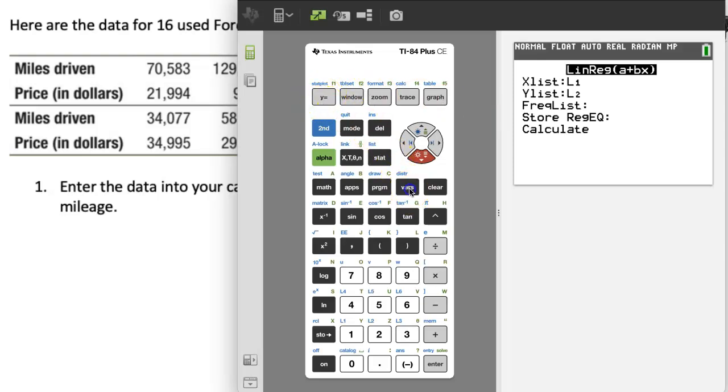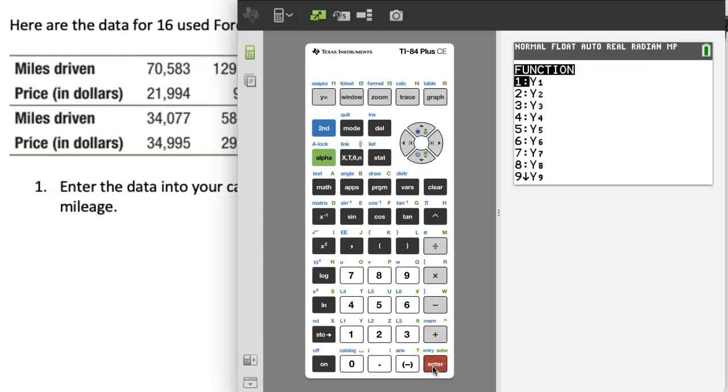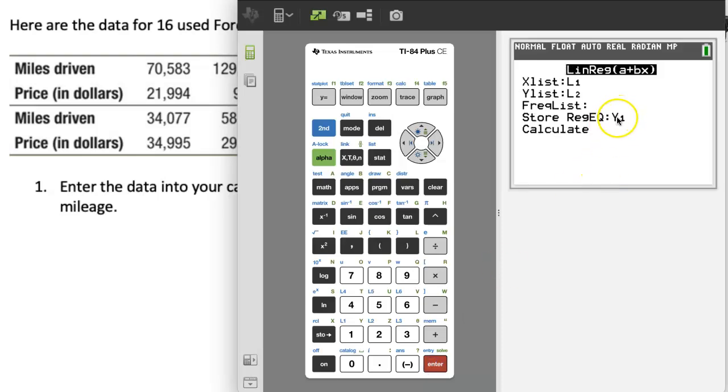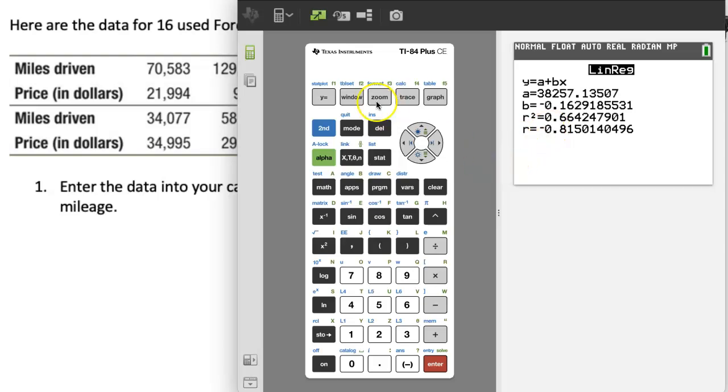To do that, I hit Variables, arrow over to Y Variables, and it's the first one, Function, and there's all my y's. I'll just select Y1. So it placed Y1 here. I go down to Calculate, and here is my a, my y-intercept, and b is my slope. Down here is your correlation coefficient, showing that there's probably a moderately strong negative correlation, as long as we really should only calculate that if we have a linear relationship.